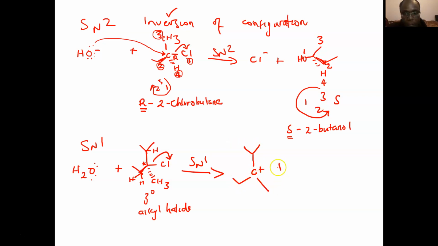Okay, the Cl fell off. Now the nucleophile can decide to attack from the left. So let me do that. So if H2O, the nucleophile, comes now to attack from the left, then these groups will be pushed to the right. So you will end up with probably this. Okay.